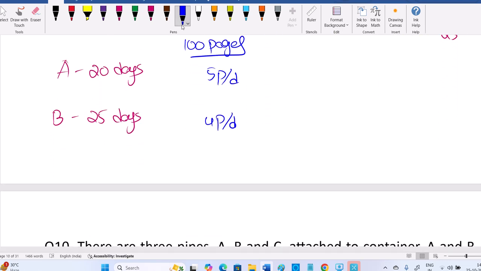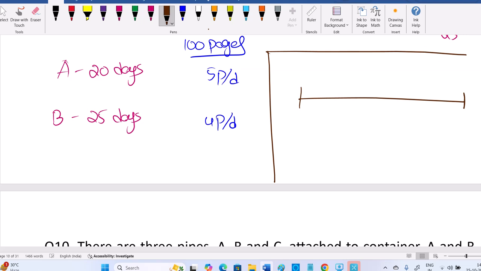Total work is 100 pages. Now see, 100 pages is your work. A and B are available for 5 days. A only worked for some days. That's what you need to calculate. But the total work should together equal 100 pages.